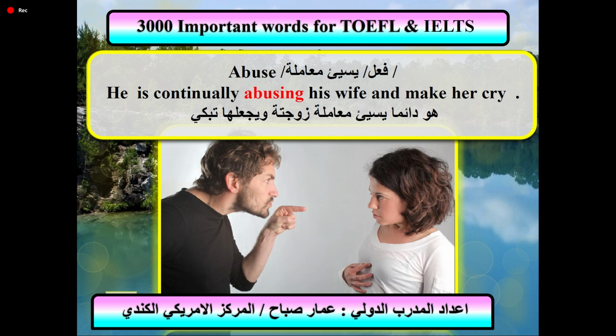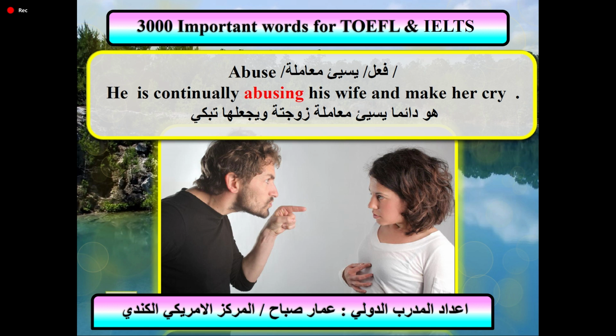So this is a verb. He is continually, meaning constantly, abusing his wife and makes her cry. Clear? Let's read it together: he is continually abusing his wife and makes her cry.